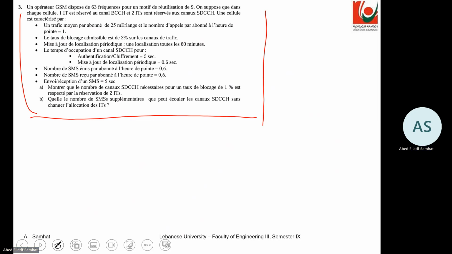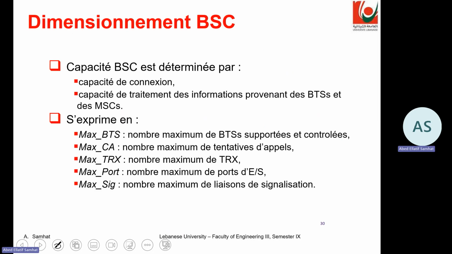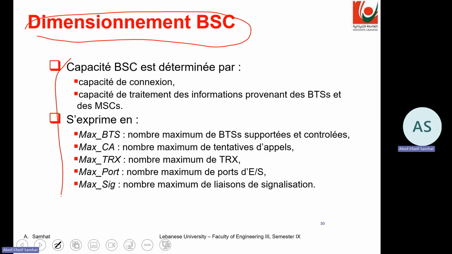After finding the number of cells and the number of channels, we should dimension the base station controller. How do we dimension it? It's the equipment that we want to implement, so it is based on the connection capacity and the processing capacity: how many base stations this base station controller is able to control.